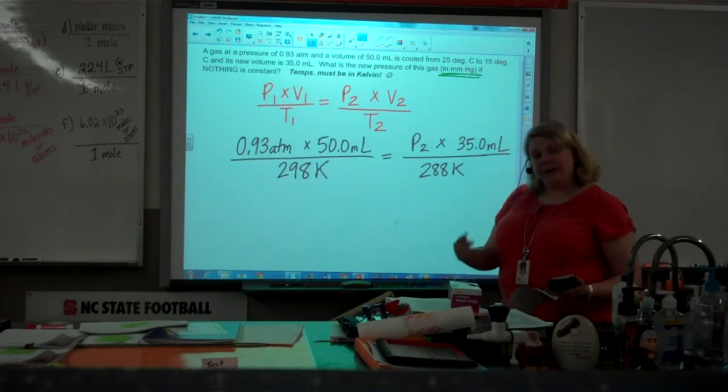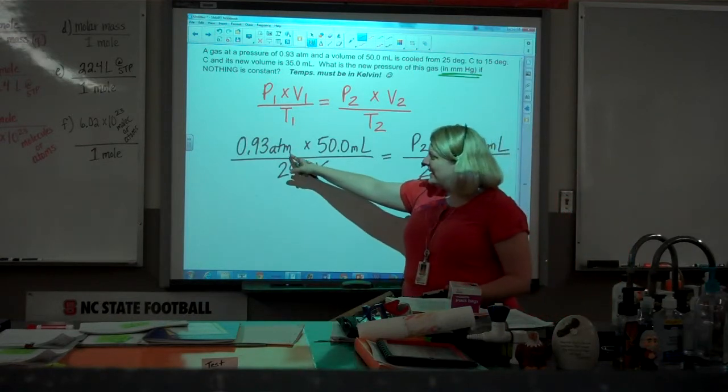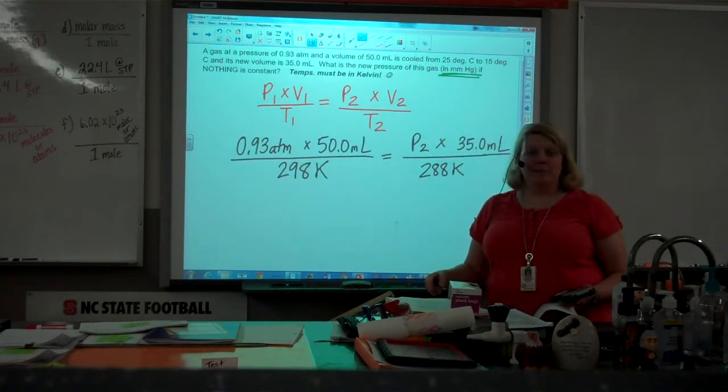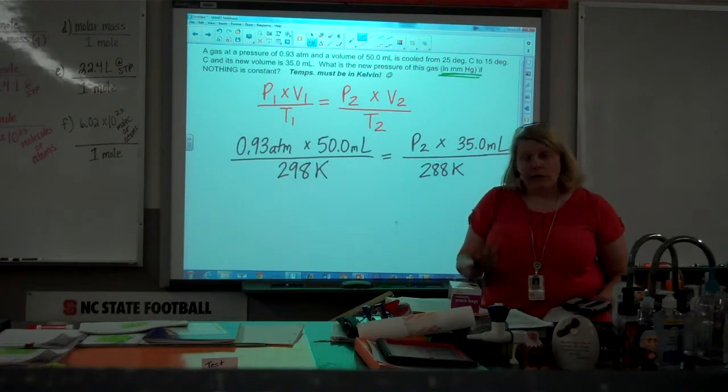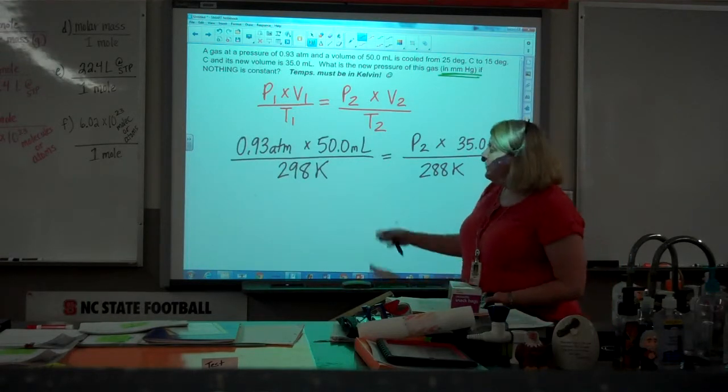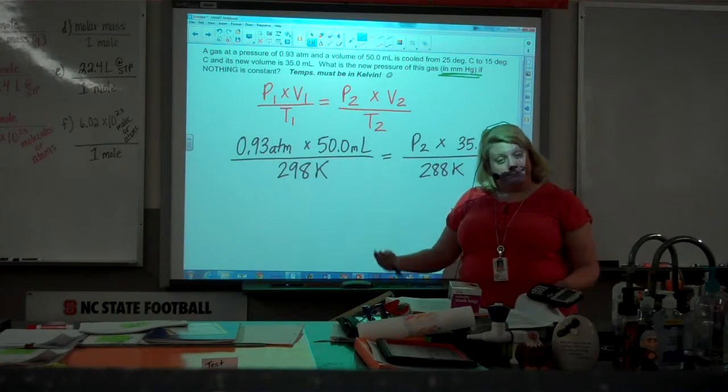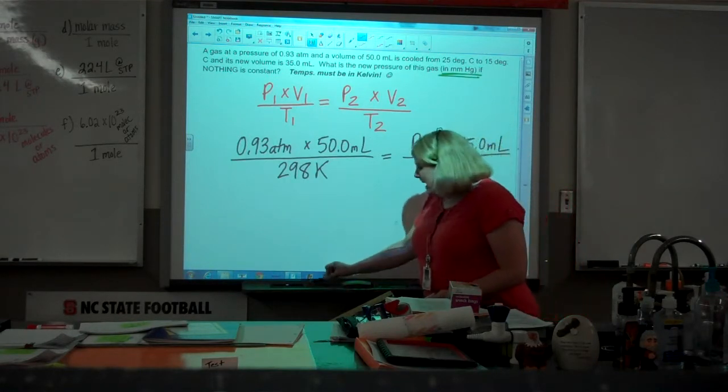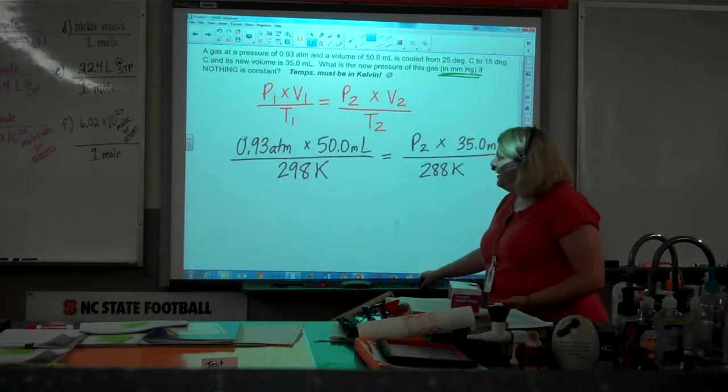Now some of you may have been very crafty and you said, okay, I'm going to go ahead and change my atmospheres to millimeters of mercury now. And that would be perfectly fine. If you don't mind, I'm going to wait and do it at the end. Now, you may be looking at this going, how do I solve this?